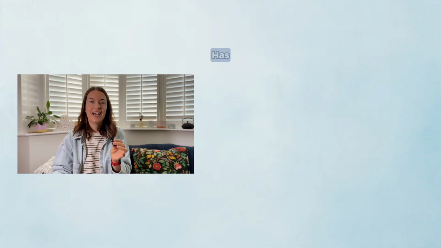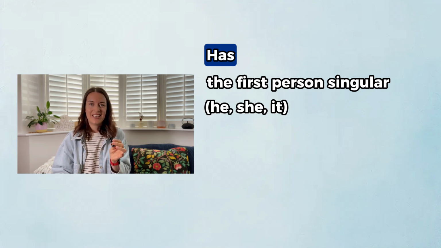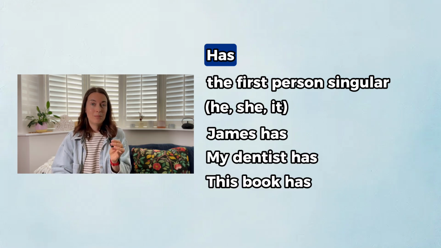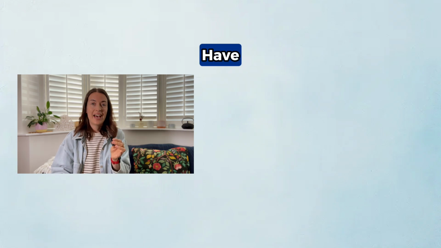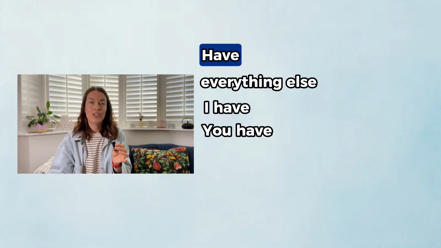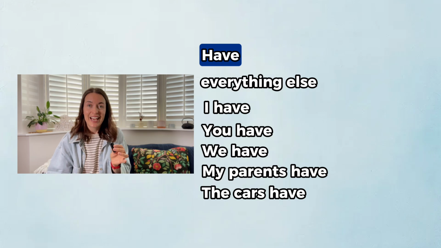So first, have or has. Has is for the third person singular. He, she, or it. James has. My dentist has. This book has. Have is for everything else. I have. You have. We have. My parents have. The cars have.